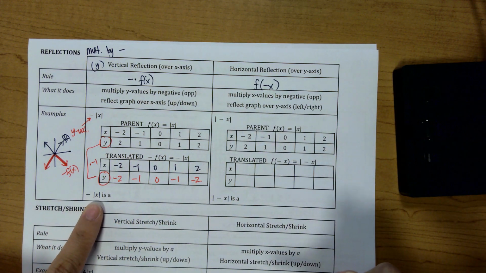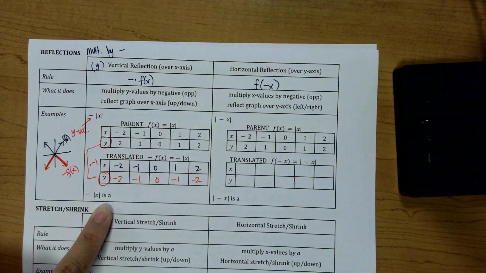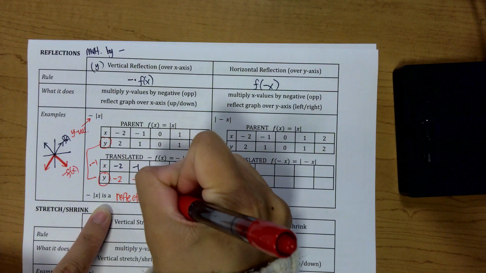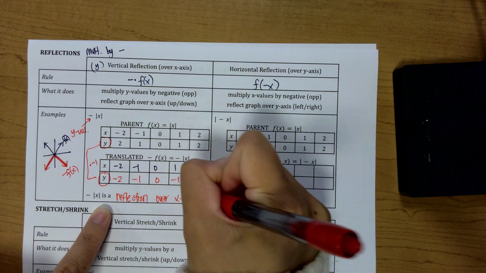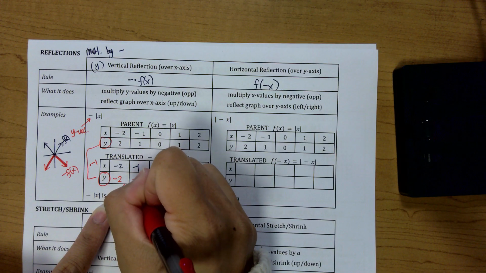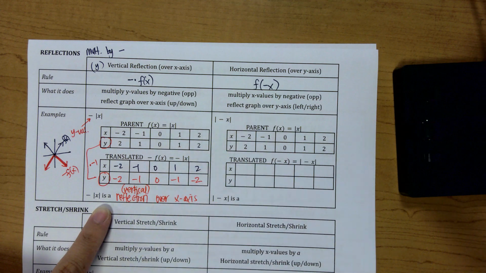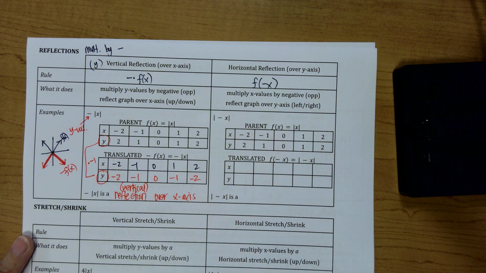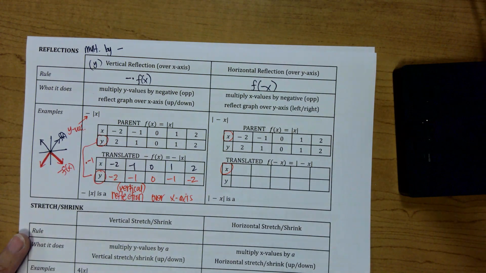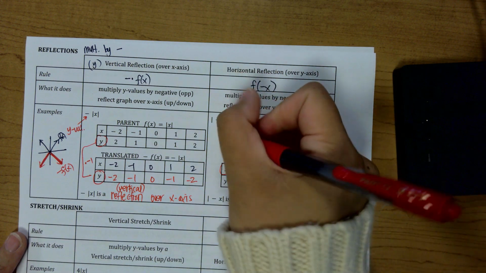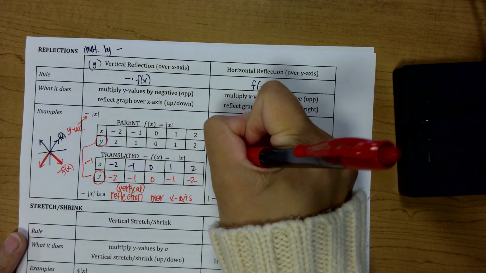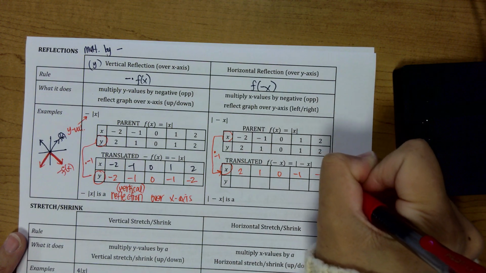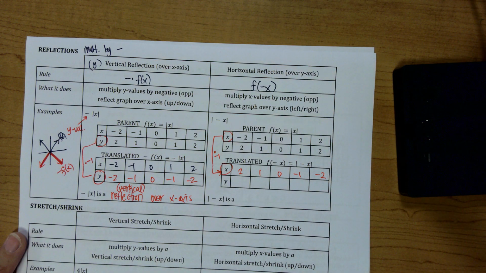Okay. Negative absolute value of x is what we would call a reflection. But you can't just say it's a reflection. It's a reflection over the x-axis. And you could think of it as a vertical reflection if you wanted to. But you don't have to write the word vertical. Okay. On the inside, we are going to change the x's. So we're going to take these x values and multiply by negative 1. So it'll be 2, 1, 0, negative 1, negative 2, and the y values do not change.